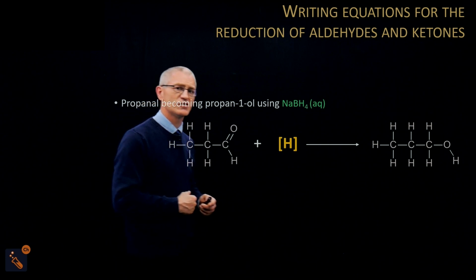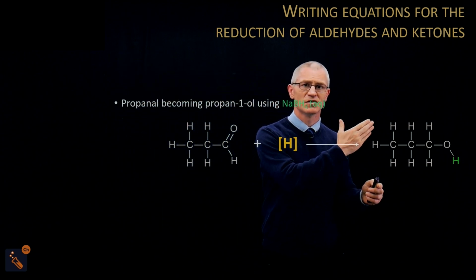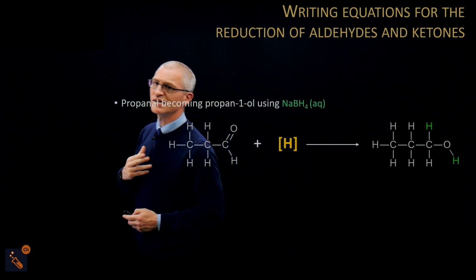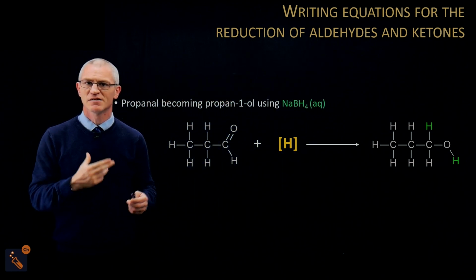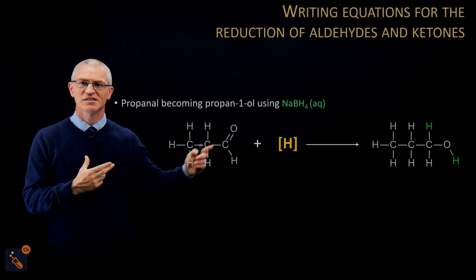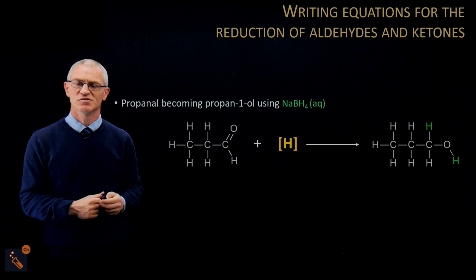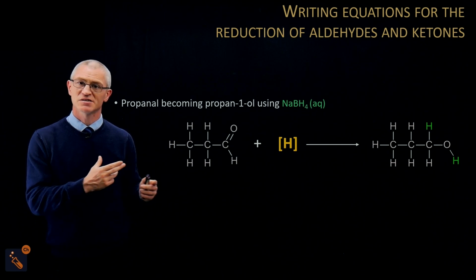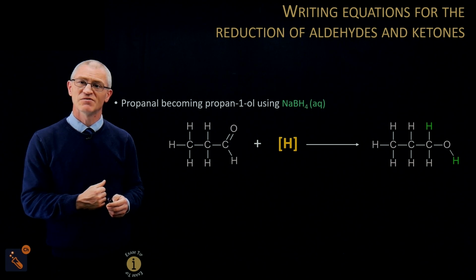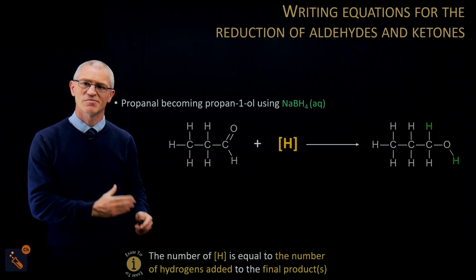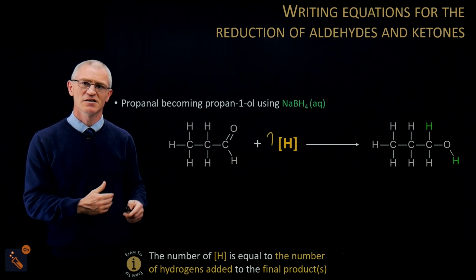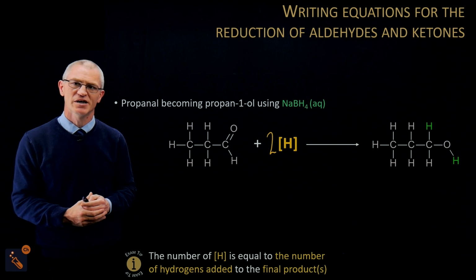And then if you look across, and I've coloured them in green here, you can see there's 2 green H's that have been added. Those represent the number of H's you've used in terms of the reducing agent. So all I need to do is count the 2 H's and then my 2 comes in front of my [H]. Now that leads to our exam tip. Number of [H]'s is equal to the number of hydrogens added to the final product. And therefore our 2 appears here in our balanced equation.